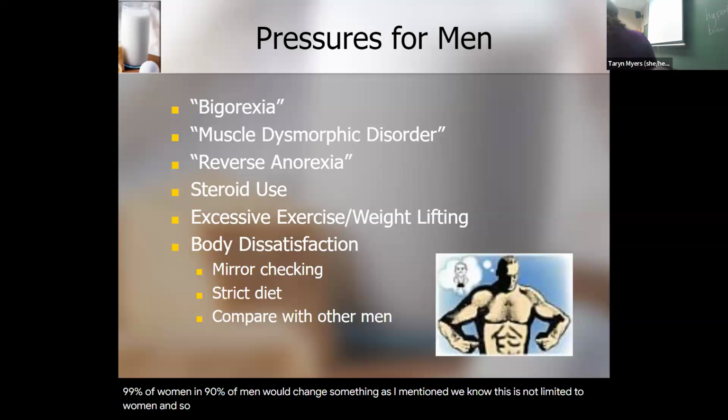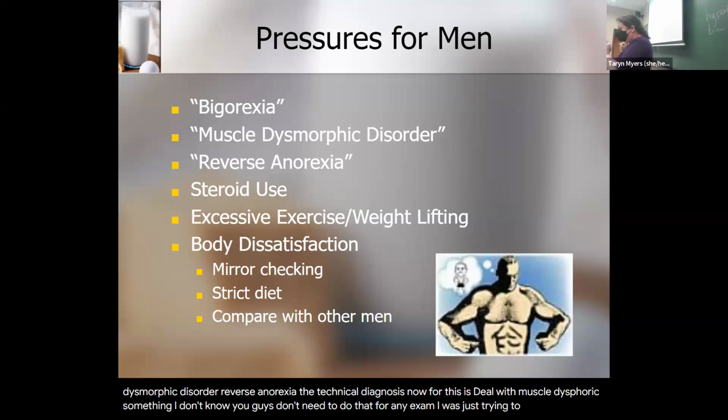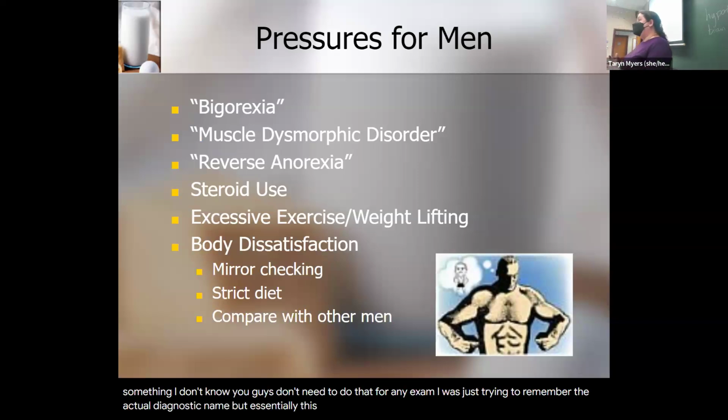And so you will see these terms thrown around: bigorexia, muscle dysmorphic disorder, reverse anorexia. The technical diagnosis now for this is body dysmorphia with muscle dysphoric something. I don't know. You don't need to know that for the exam. I was just trying to remember the actual diagnostic name. But essentially, this is guys who want to bulk up and try to do so at the detriment of their own physical and mental health.